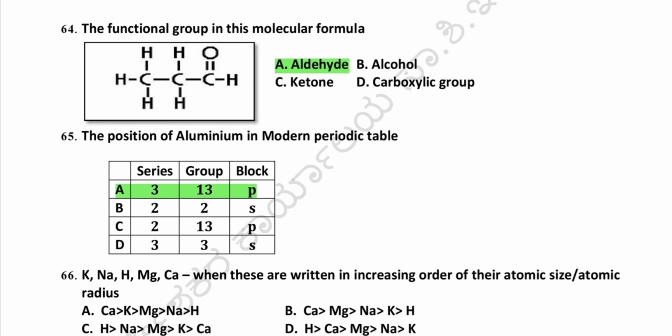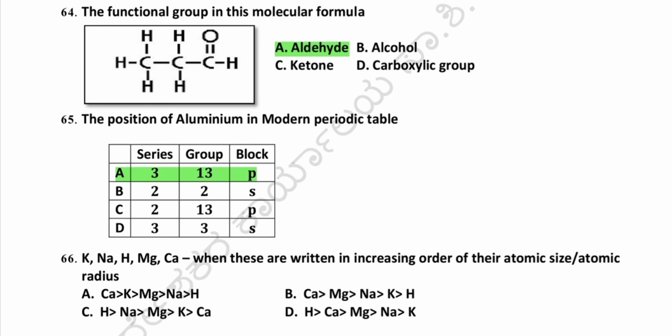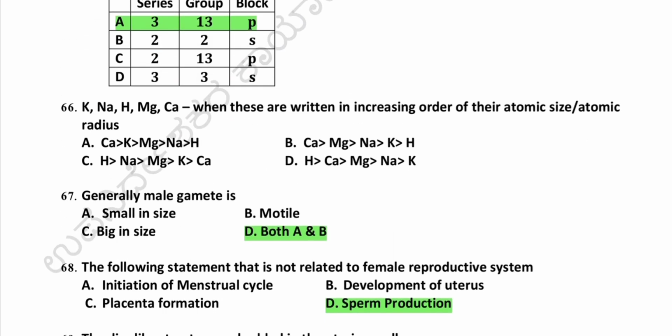Question number 66. Potassium, sodium, hydrogen, magnesium, calcium, when these are written in increasing order of their atomic size or atomic radius is. Students, you know that across the period the atomic size decreases. Now, by looking at the modern periodic table, find out the answer. If we move from left to right, the atomic size decreases. Atomic size increases down the group. Therefore, the correct answer is option A.